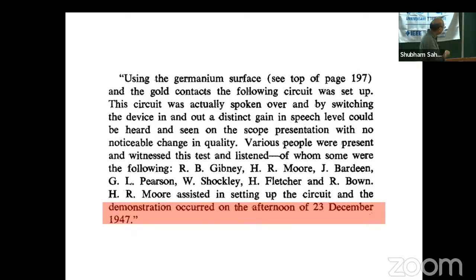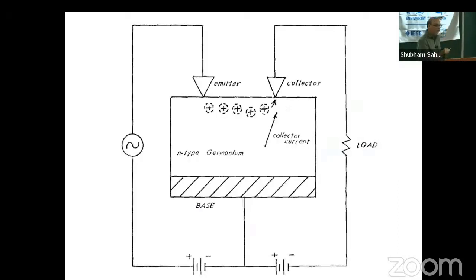And various people were present that you can see here. The demonstration occurred on the afternoon of 23rd December 1947, which many people take as the birth of the point contact transistor. Right. So this was the device that they had invented. Two contacts here, and this is a big piece of semiconductor here. So they called it the base, and the whole action was taking place because this junction was reverse biased. So there was some current flowing in this particular junction. But by applying voltage to this, they could inject holes, which then got collected here, right? So they called this the emitter, and the other one was naturally called the collector.